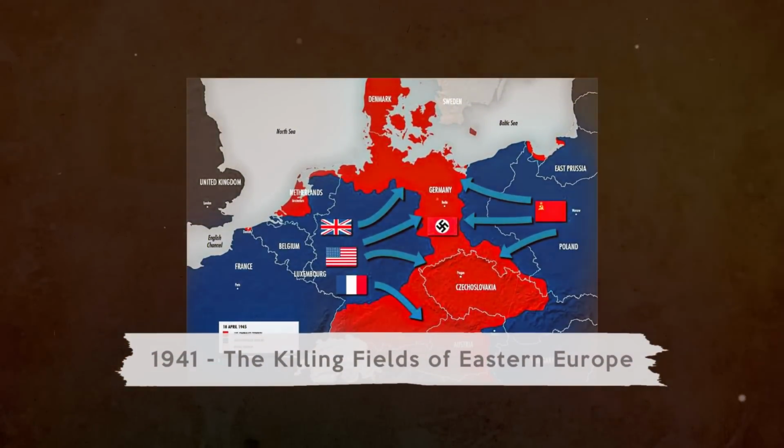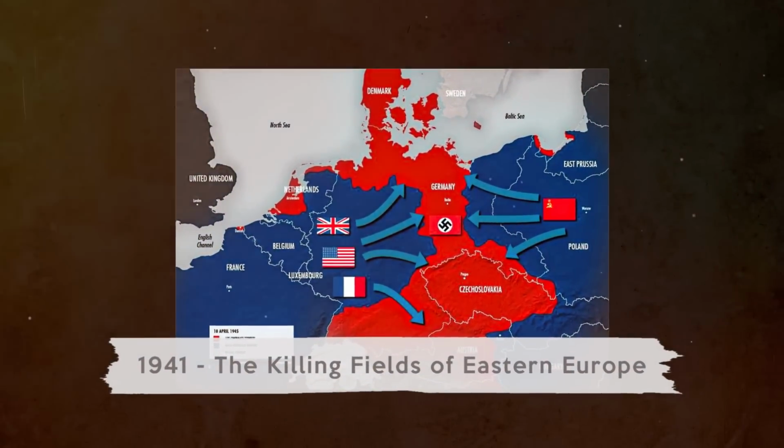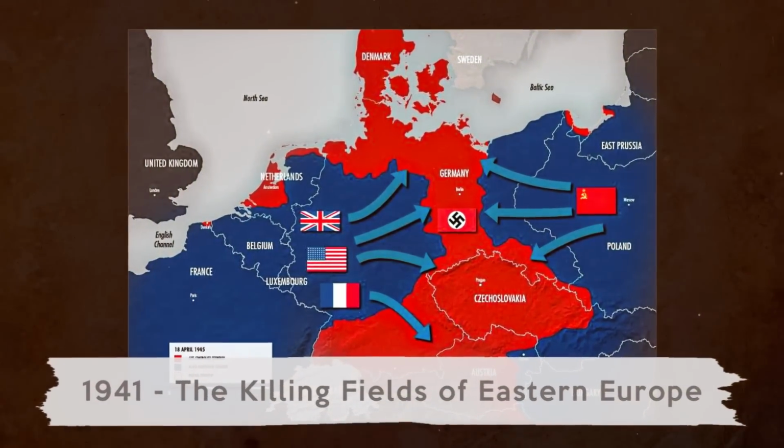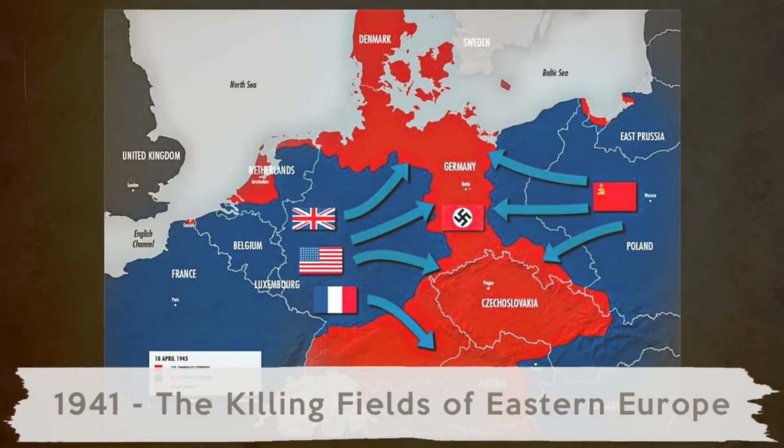1941, the killing fields of Eastern Europe. By 1941, Nazi troops had established killing fields in Eastern Europe, where Jews, Roma, and other minorities were systematically murdered.